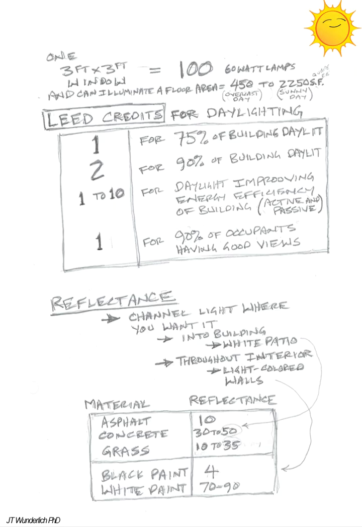Reflectance, the way you channel light in. You want to get it into the building, and you can do that in different ways with different materials around the perimeter, even sidewalks outside, white gravel in front of the windows. There's ways of reflecting the light into the space.